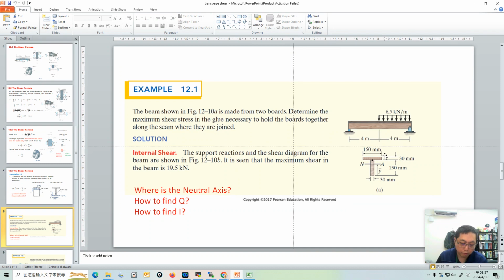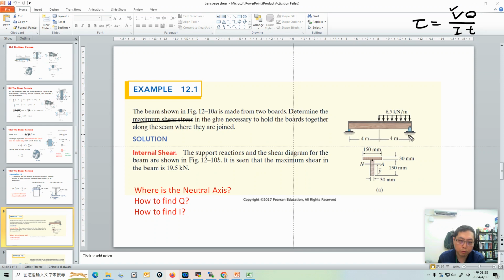So let's look at the formula for calculating shear stress in a beam. For the shear stress in a beam, the formula is tau is equal to VQ over IT. So if you want to determine the maximum shear stress in the glue, you need to know what's the maximum shear stress on this beam. And for the maximum shear stress on this beam, you have to use this picture.